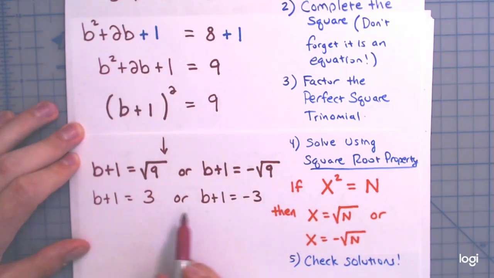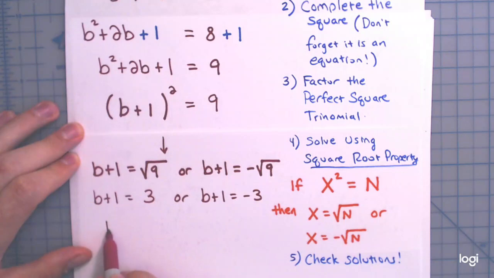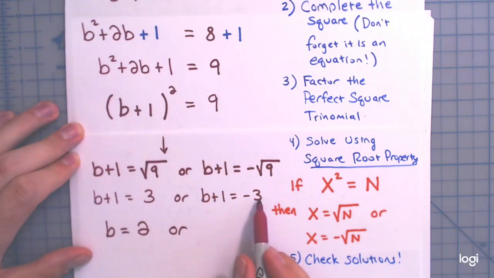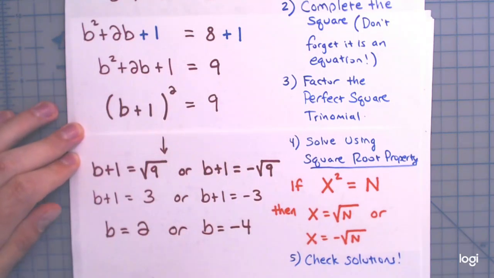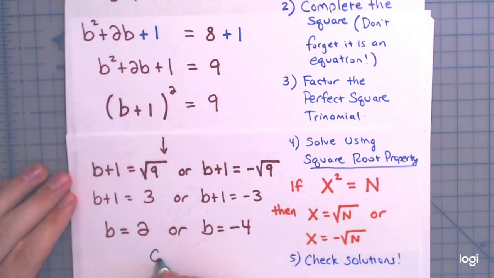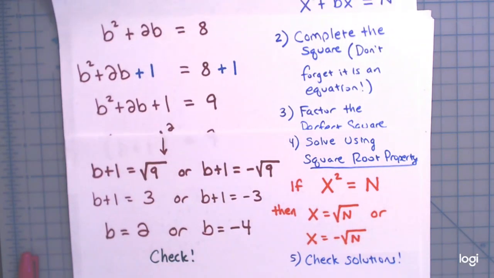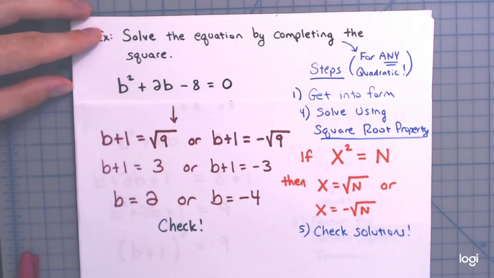Then we solve each of these and get our possible solutions, the possible values of b. This one I'd be subtracting 1 from both sides, so we get b equals 3 minus 1, which is 2, or subtracting 1 from both sides of this equation, b equals negative 4. But don't forget, like I said, to check back in the original equation. So let's go way back. I'll just check out loud.